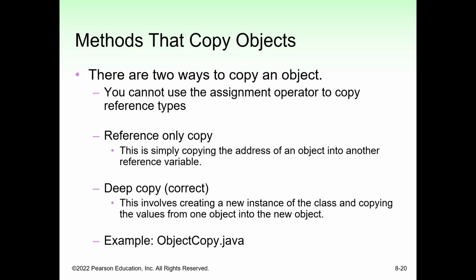There are two ways if you want to copy your object. Well, you cannot just use the equal sign. That's not going to work if you try to copy your object into a new object. However, what you can do is a reference only copy, which copies the address of your object into another reference variable, and a deep copy, that's the right way to do it. You're going to create a completely new object, a new instance of the class. Remember that an instance of a class is just another way to say object, and you're just going to copy all of the values from one object into our new object, which is a little bit more complicated, but it is the right way to do it.